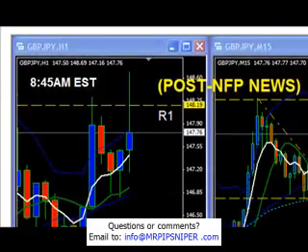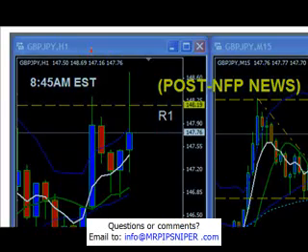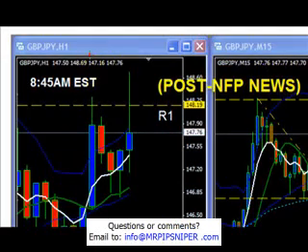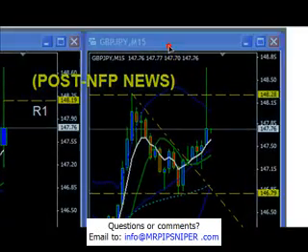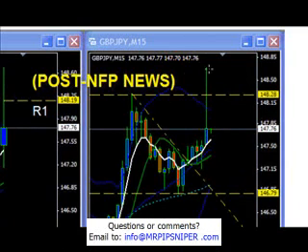Okay, I enter after the news is released. So now this is the 1 hour. This is the post NFP news now, and let me show you here. That's 1 hour, and this is 15-minute right here. As you can see, it moved back up, and typically it goes back down to the pre-NFP news price levels.